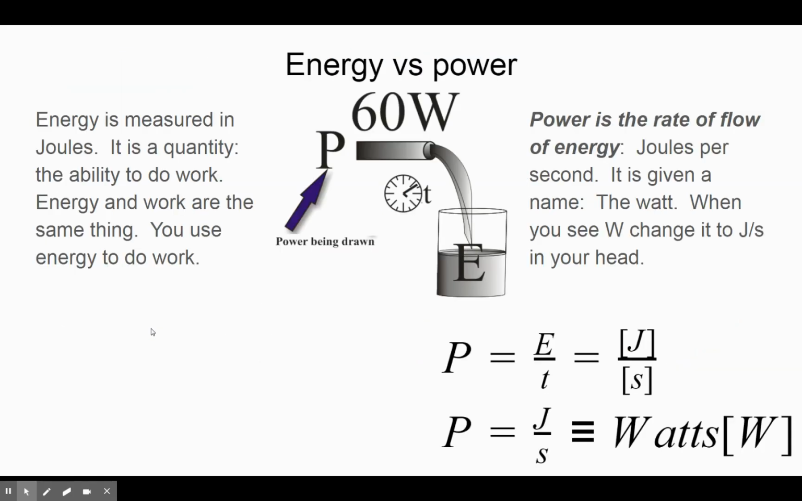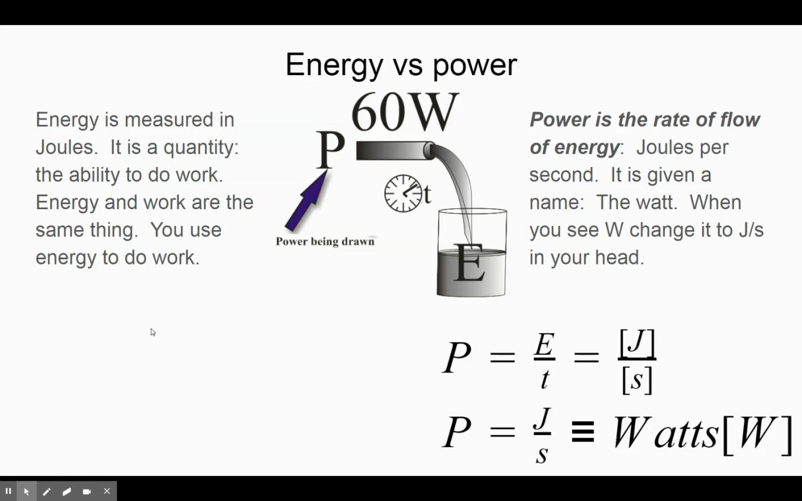Energy is measured in joules. It's a quantity, the ability to do work. Energy and work are basically the same thing. You use energy to do work. Power is the rate at which the energy flows, joules per second.